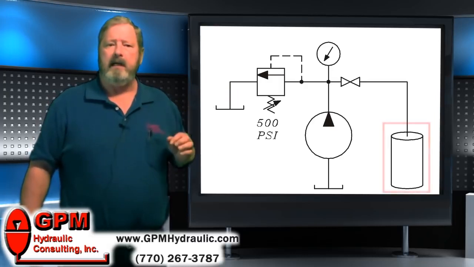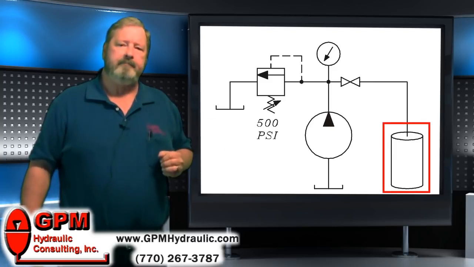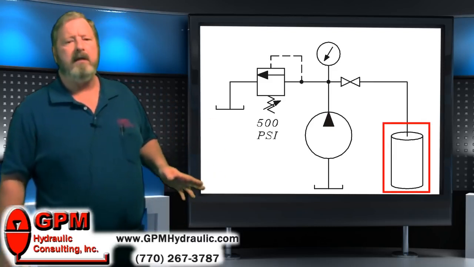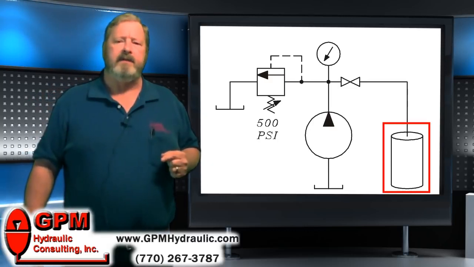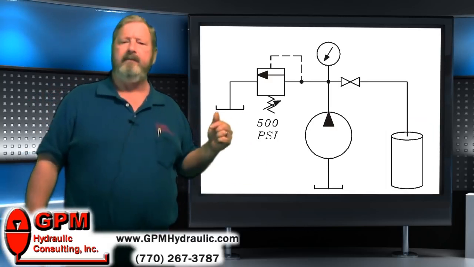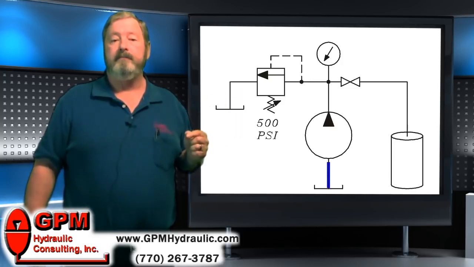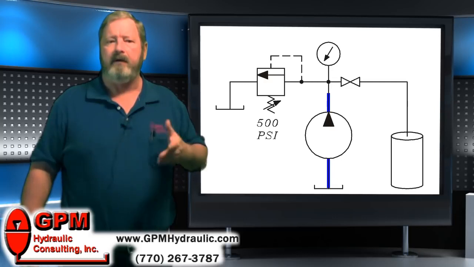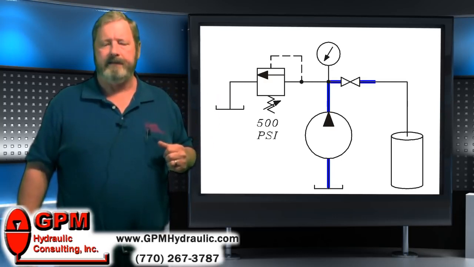Downstream, we get to a 55-gallon oil drum with the top cut off of it. So if I turn my pump on, what would be the path of least resistance? Would the oil go through the relief valve, or would it go into the oil drum? Well, if you said it would go into the oil drum, you're absolutely right. Obviously, that's the path of least resistance.